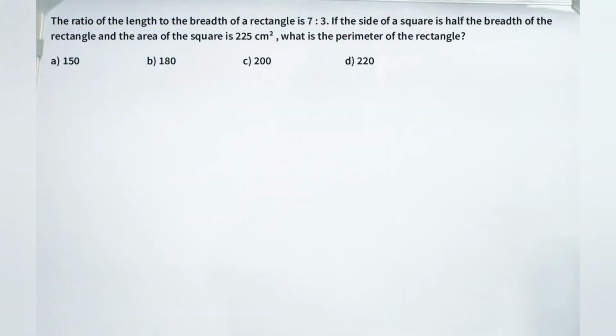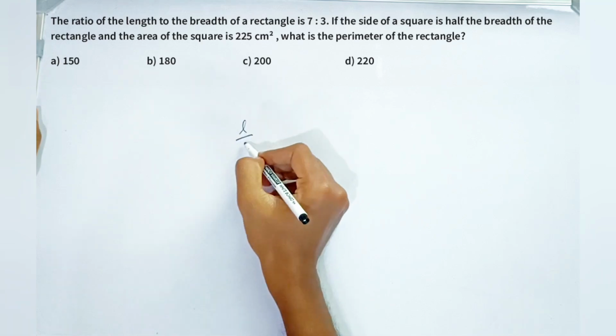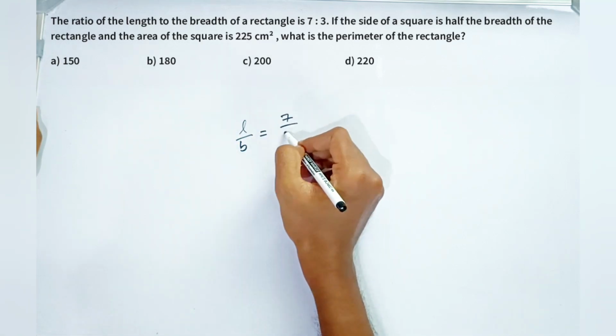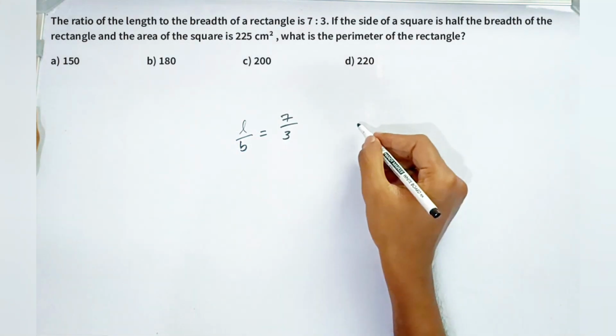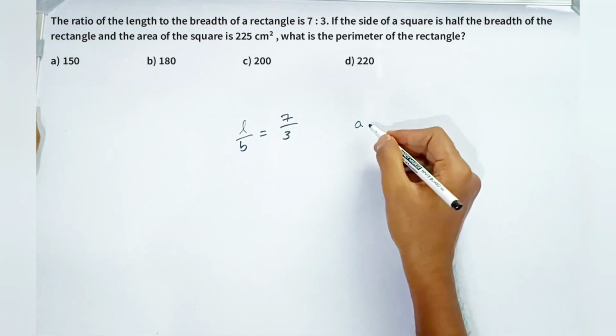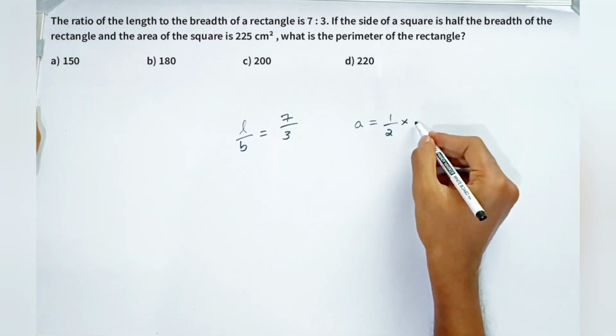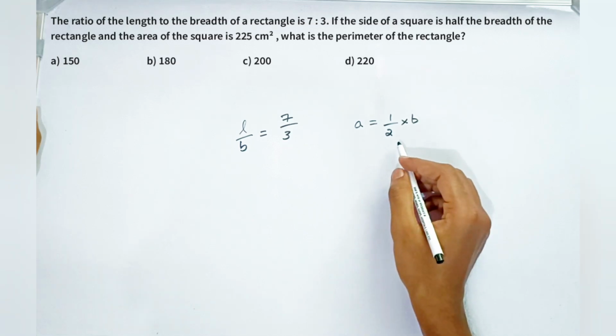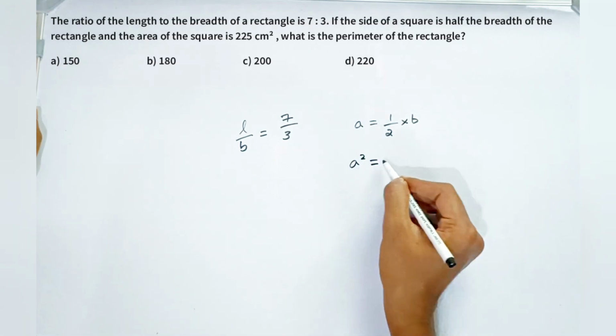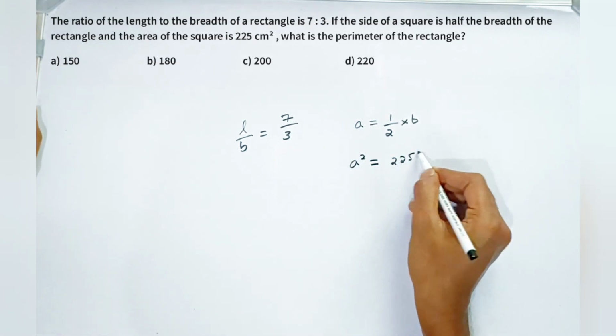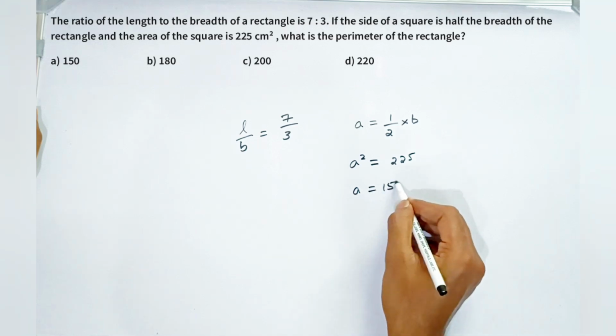Okay, going to the next question. The ratio of the length to the breadth of a rectangle is 7 by 3. So length by breadth is nothing but 7 by 3. The side of a square, which I am taking as a, is half the breadth of the rectangle. It is given that the area of the square is 225. From this I can get a is equal to 15.